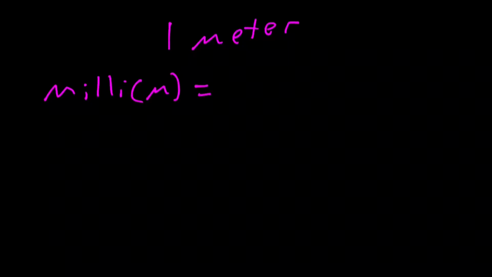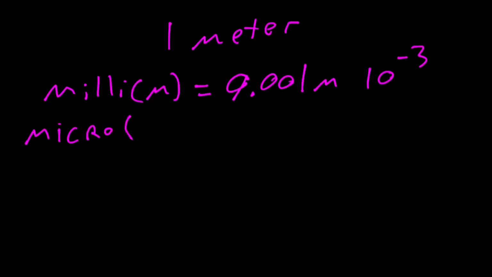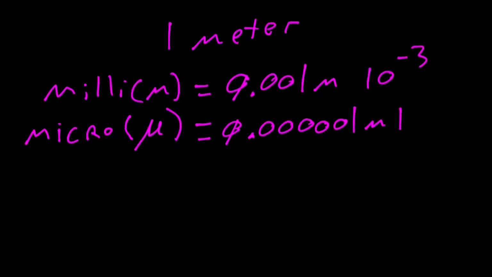So there are 1,000 millimeters in 1 meter, and 1 millimeter can be written as 0.001 meter, or 10 to the negative third power. The next unit down is micro, written with a funny shaped U or mu, and that is equal to 0.000001 meters, or 10 to the negative sixth power.